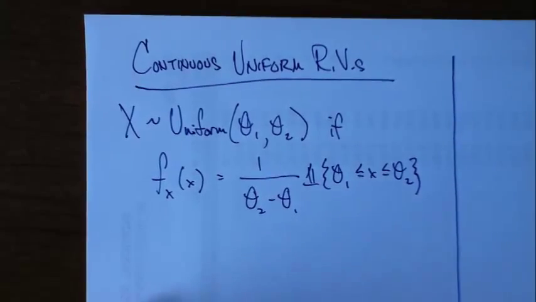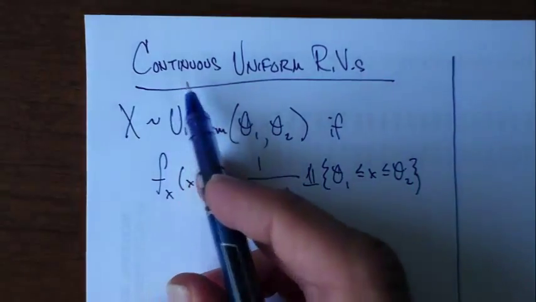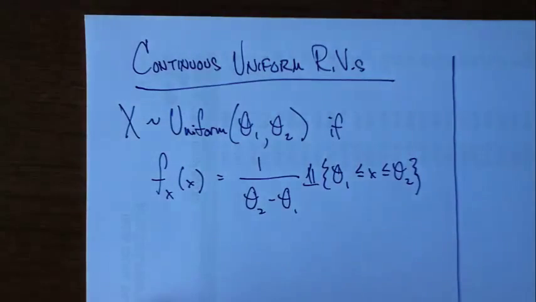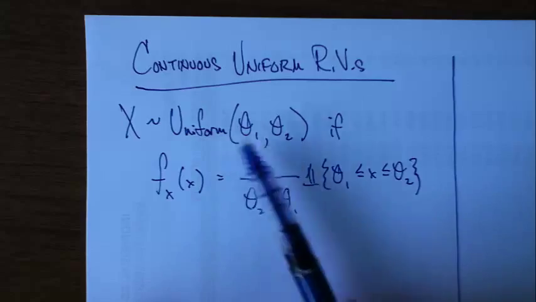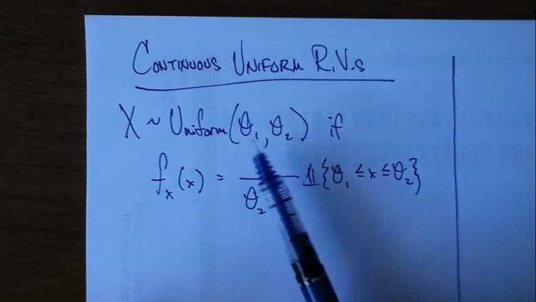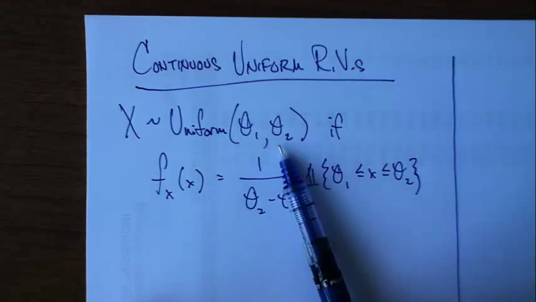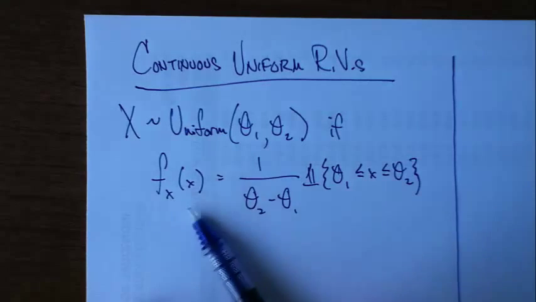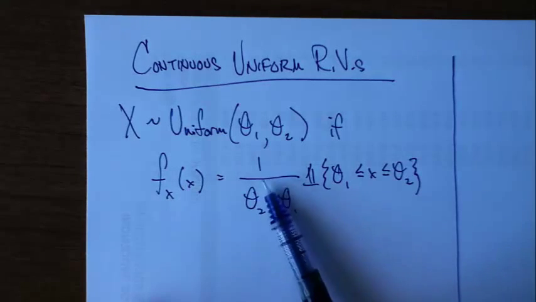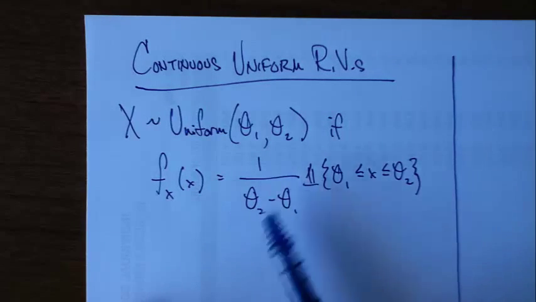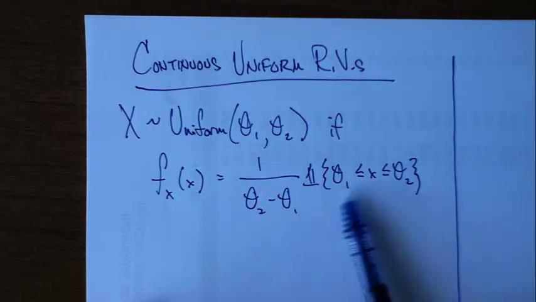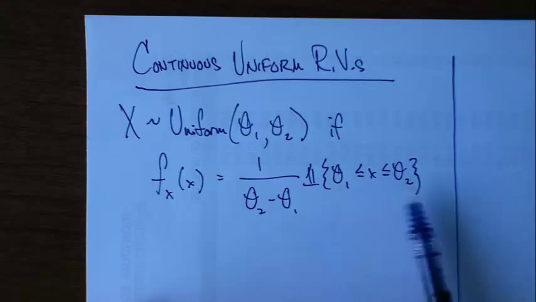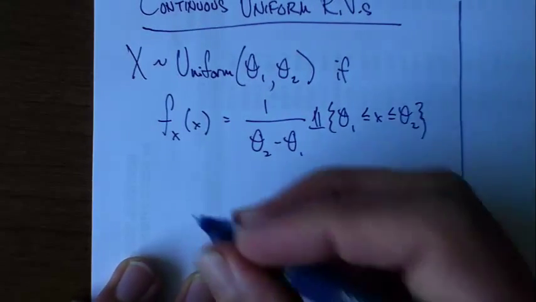Continuous uniform random variables. Okay, so x is distributed uniform with these two parameters, say theta 1 and theta 2, if the probability density function for it can be written as 1 over theta 2 minus theta 1 times the indicator function of x being between these two guys. Okay? And so what does that look like when we graph it?